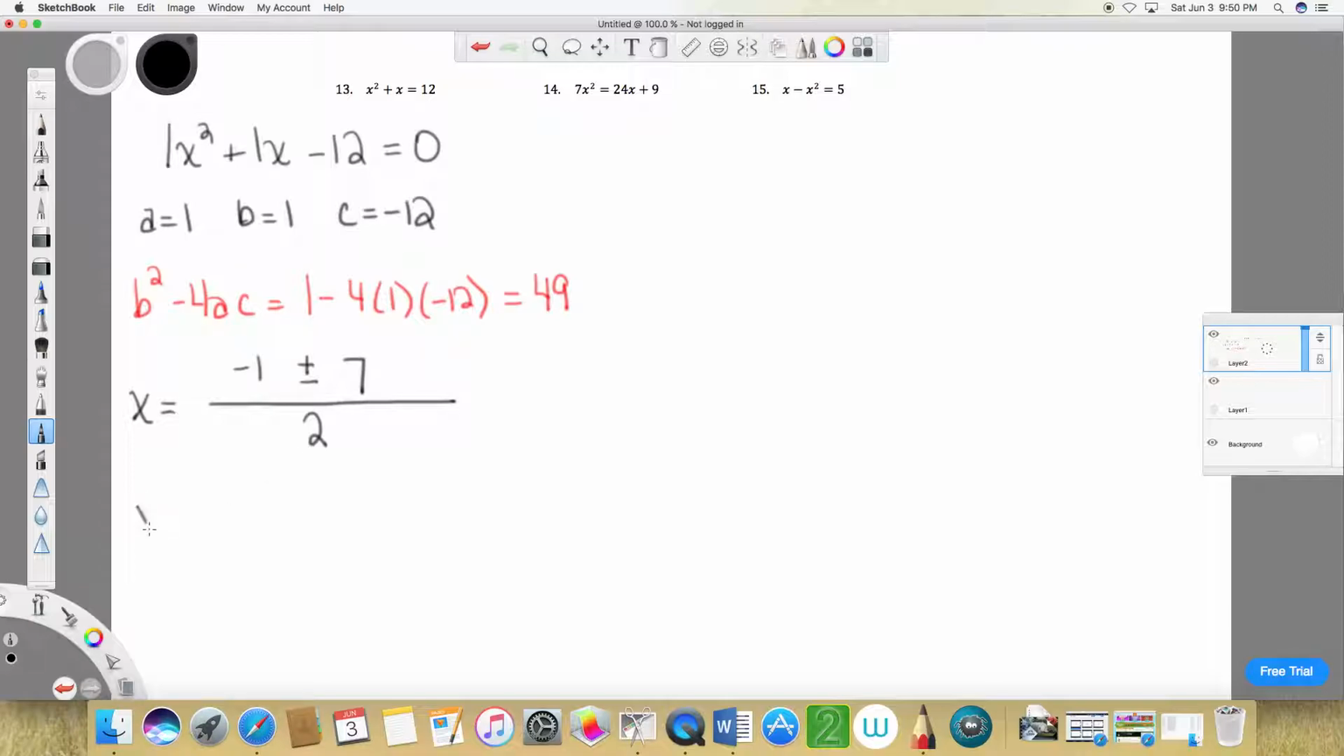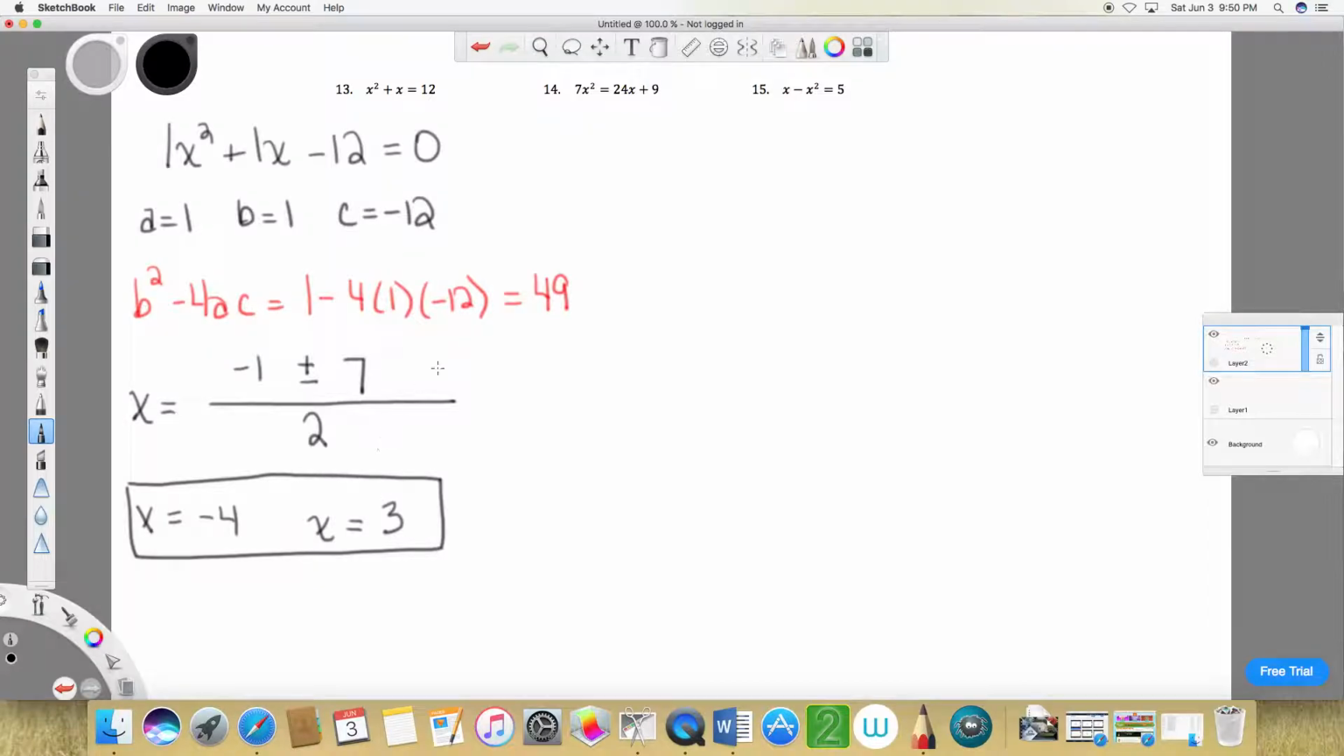So this gives us two solutions. Negative 1 minus 7 is a negative 8, and half of negative 8 is negative 4. And negative 1 plus 7 is 6, and half of 6 is 3. So here's our two rational values.